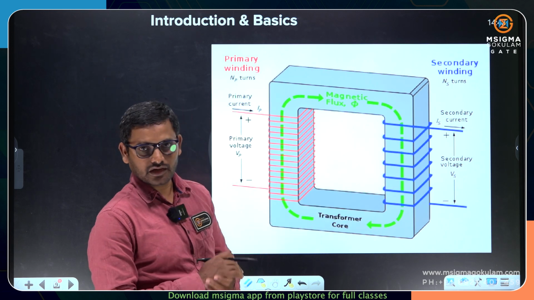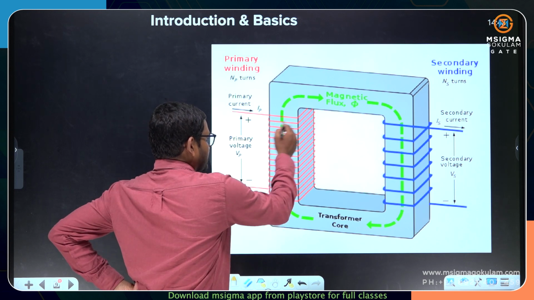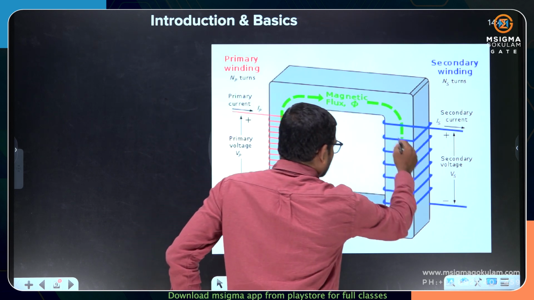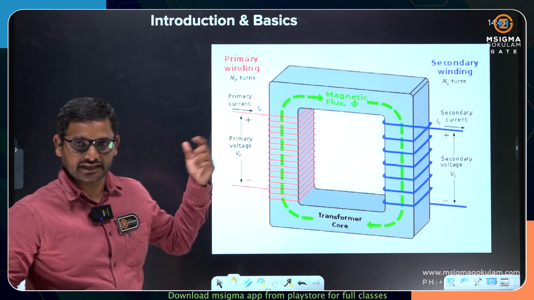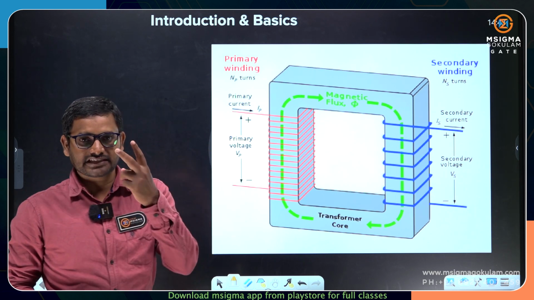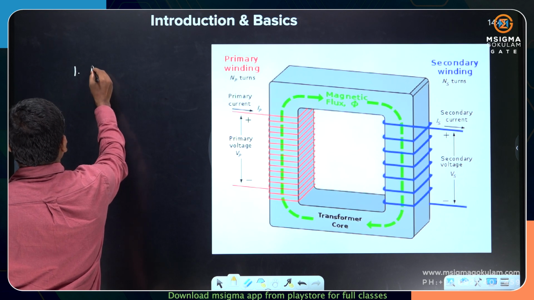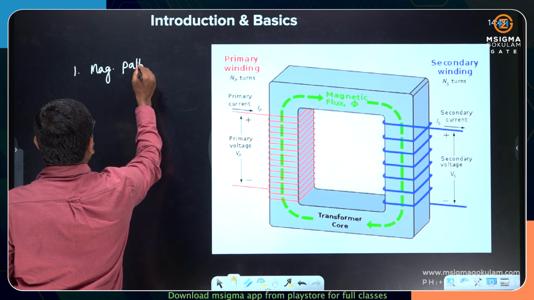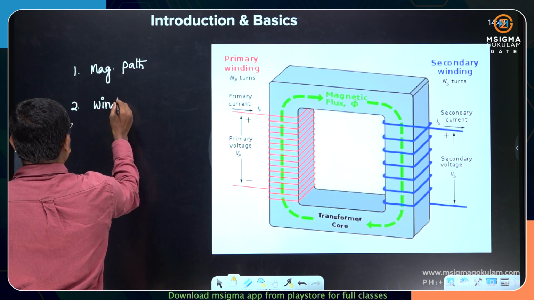On the magnetic path, we have placed windings on this side and of course winding on the other side. So physically, if you look at the transformer, I can list out two things. One is the magnetic path and the second one is windings.